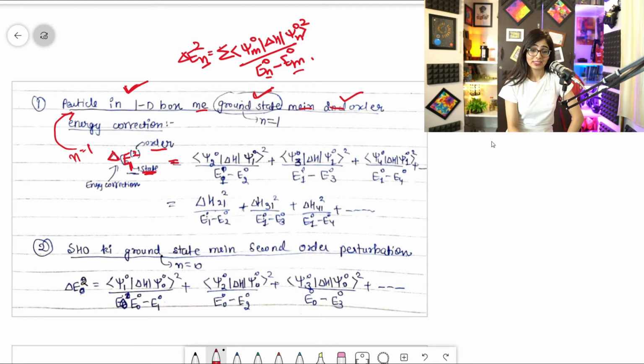So this is the basic formula, right? Here m should not be equal to n, basically. Like you can't take 1 here, right? Suppose you are taking n equal to 1, so you can't take 1 over here, you have to take combinations. Clear? So you have written it in this form, right? So look, you have written the square of psi m naught, delta H, psi n naught, divided by En naught minus Em naught, and now I'll discuss this state.